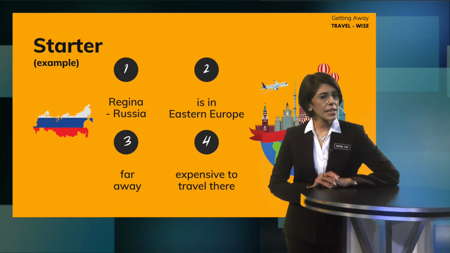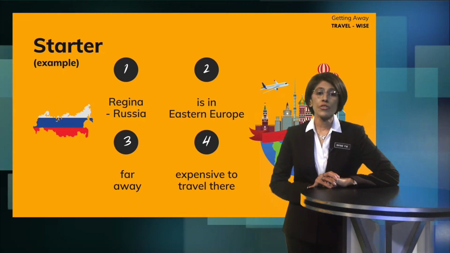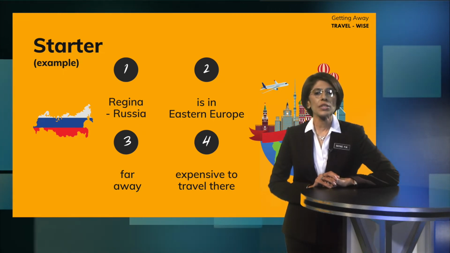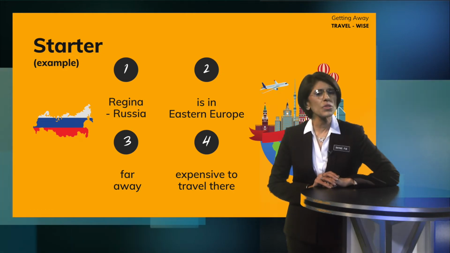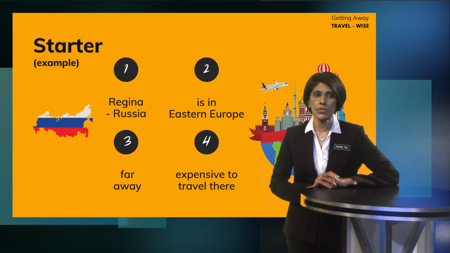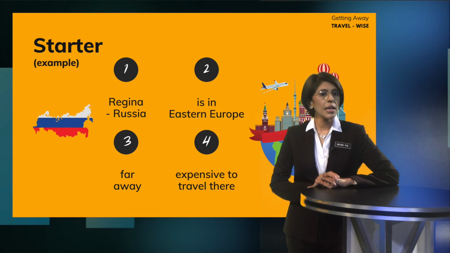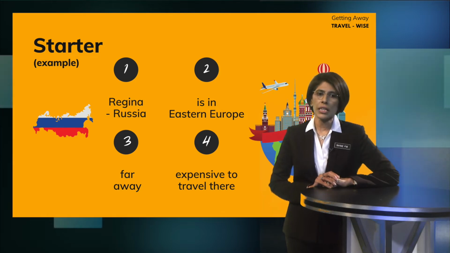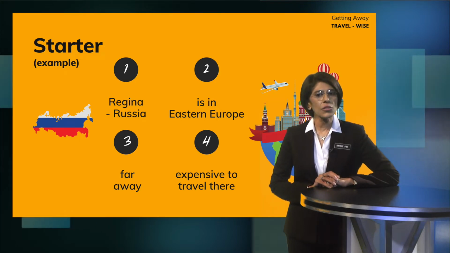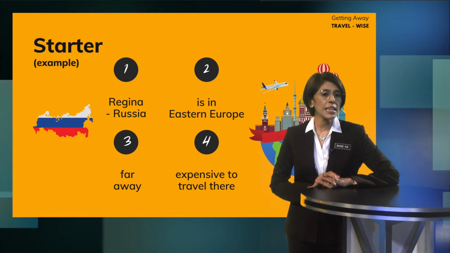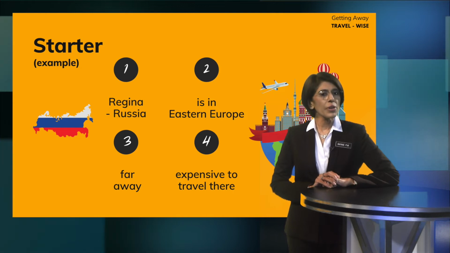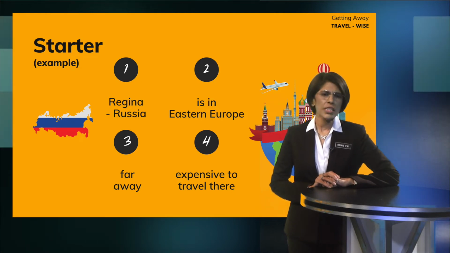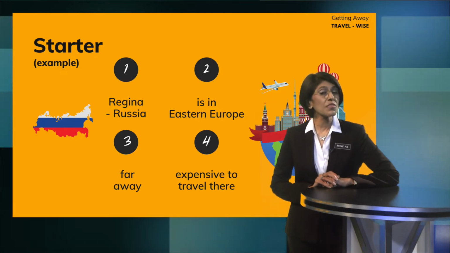For the starter activity, you can ask a few pupils to name a country that starts with the first letter of their name and say something they know about the country. For example, if a student's name is Regina, she has to name a country that starts with the first letter of her name, which is R. R for Russia. Russia is in Eastern Europe. It's far away and an expensive place to travel.